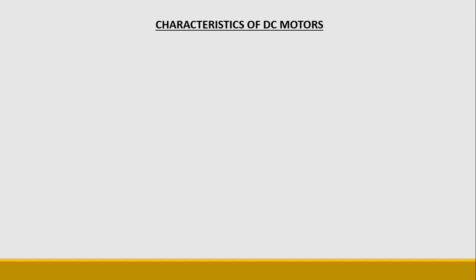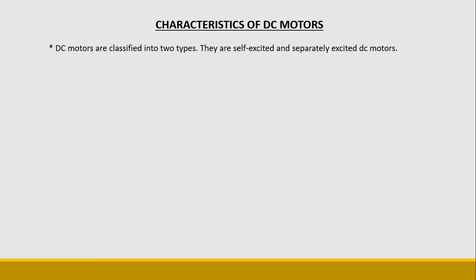To understand the characteristics of DC motors, first students should know about the classification of DC motor. Basically, DC motors are classified into two types. One is self-excited DC motor, another one is separately excited DC motor. These two types are classified based on the method of field excitation.